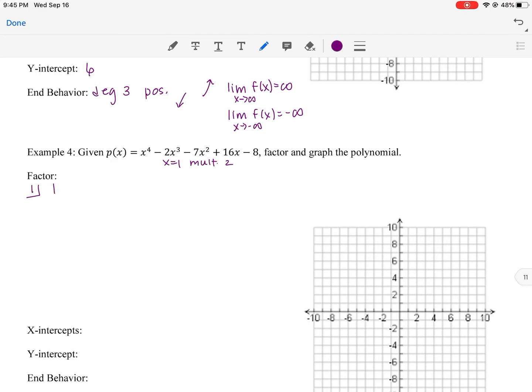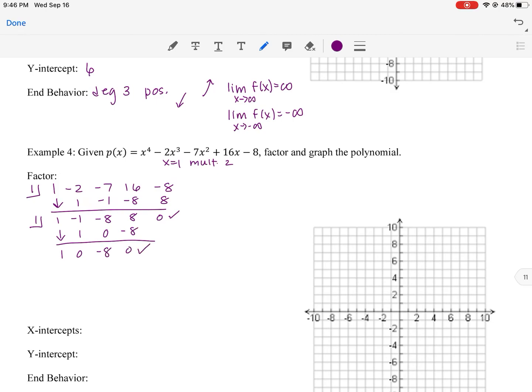So let's plug in 1. So we've got our synthetic division. We get 1 again. We get -1. We get -8. We get 8, and we get 0. Looking good. That is a 0. Same thing, 1, we get 0. We get 0, we get -8, we get -8, we get 0. Looking good. So the quadratic I'm left with is x squared minus 8 equals 0.